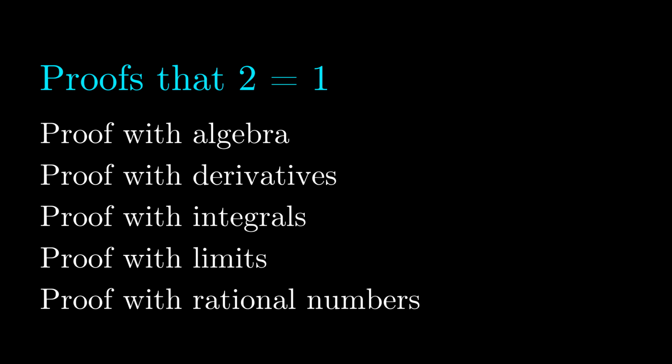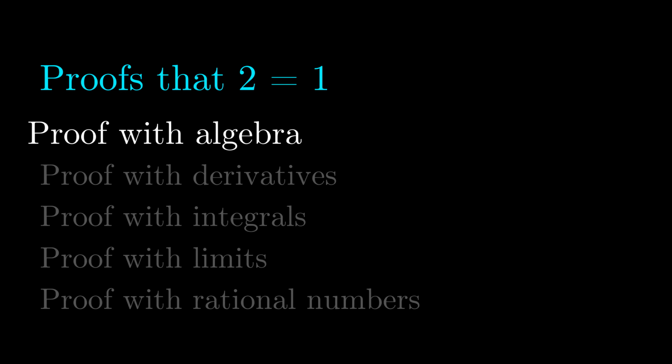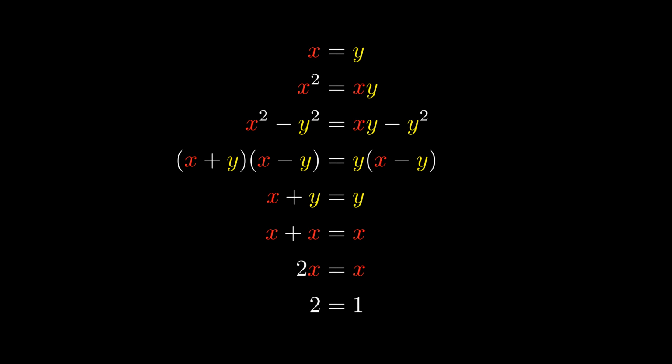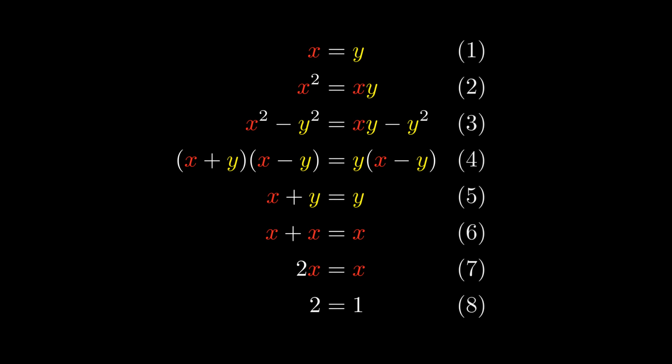Now, let's work through each proof together to see what went wrong. We'll start with the proof with algebra. Here is the entire proof written out. Let's number the equations to make it easier to talk about them. Something seems obviously wrong in equation 4. Both sides of this equation are exactly the same, but there's this extra x term on the left. It seems that something had to go wrong in the factoring.